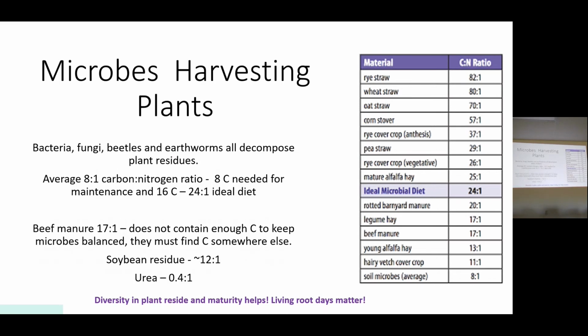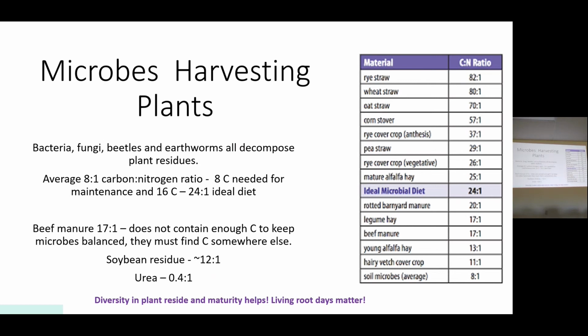Now on the flip side of that, if we put in beef manure, and I'm sure Leslie's probably going to talk about this, it has a 7-to-1 carbon to nitrogen ratio. So it doesn't have enough carbon in that diet to satisfy the microbes. So it has to go get that carbon somewhere. Soybean stubble is a 12-to-1, and urea, which is a fertilizer, as a nitrogen source, is less than 1-to-1.